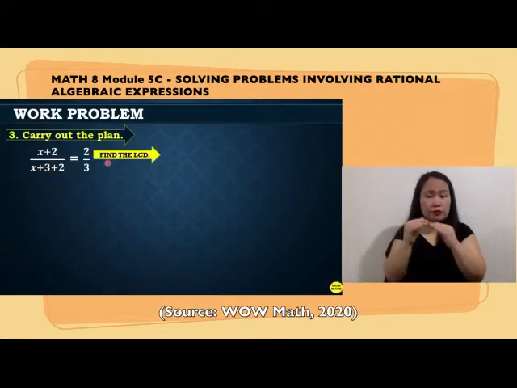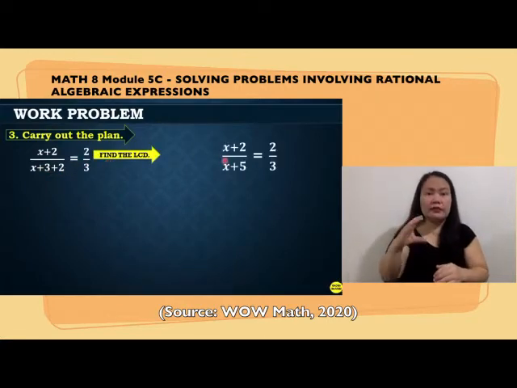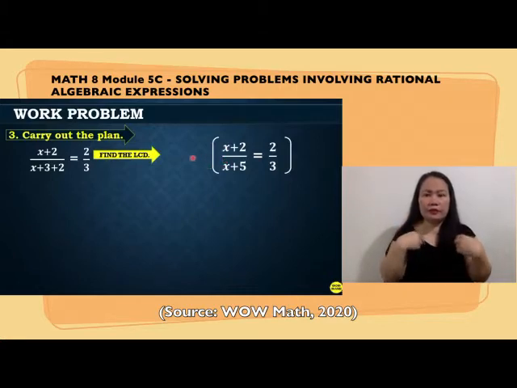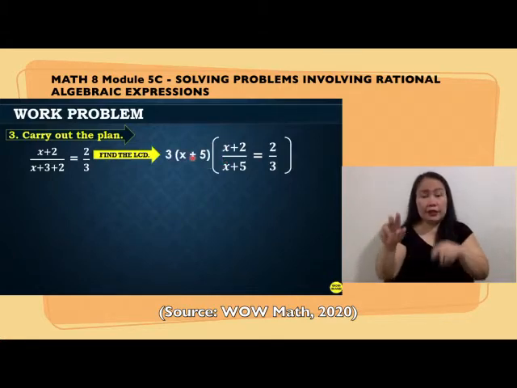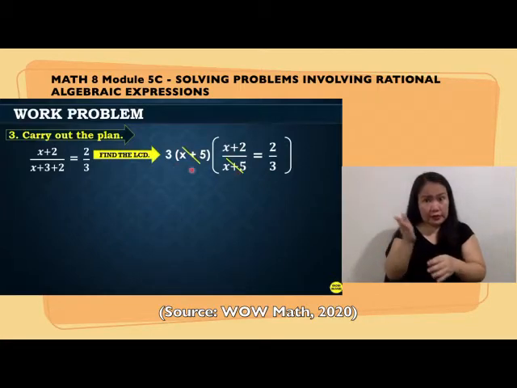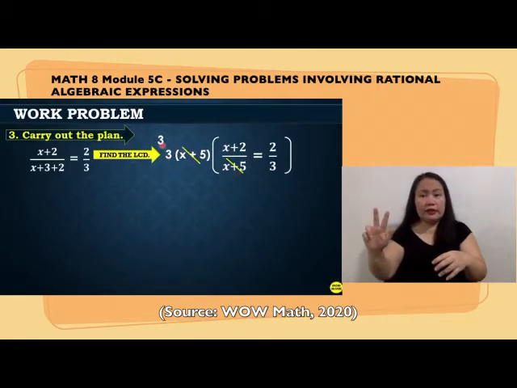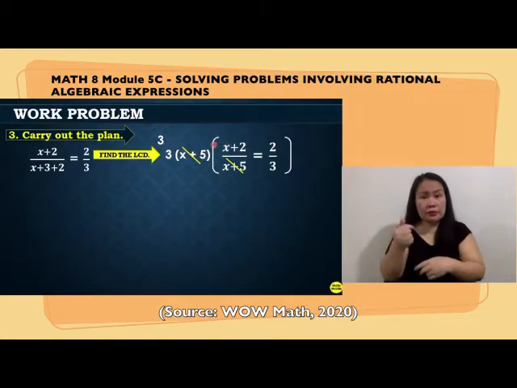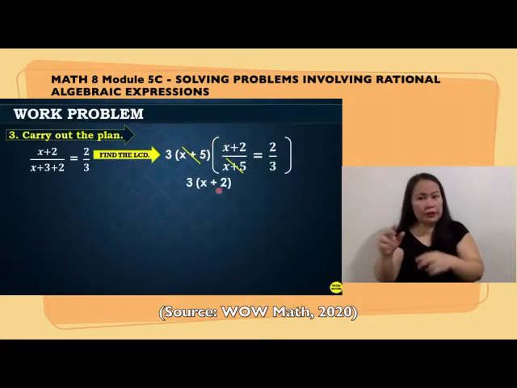So, find the LCD. So, we have, the LCD is 3 times x plus 5. Alright. So, we will solve for the given expression. So, we have cancel out 5. So, ang natira na lang ay 3. Ita-times natin ngayon si 3 kay x plus 2. That's why we have 3 times x plus 2.